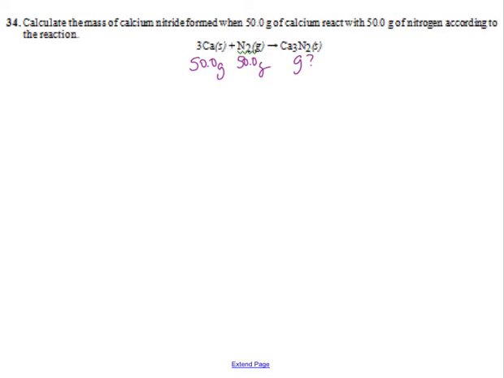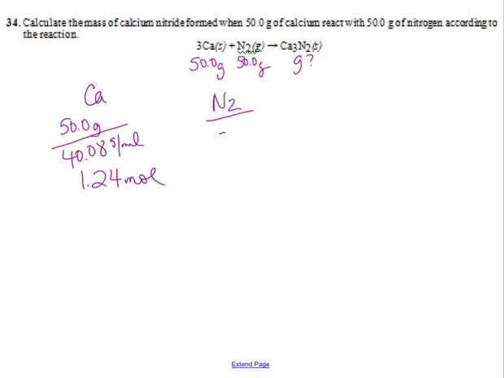So, I'm going to do calcium first. Calcium, I have 50 grams. I'm going to divide by the molar mass of calcium to get moles, which is 40.08. Somebody get that calculated. Thank you, 1.24 moles. And then N2, we get 50.0 grams divided by 28.02. So what is our moles of nitrogen? 1.78 moles. So can I decide comparing these two numbers?